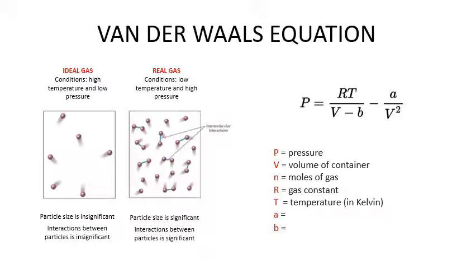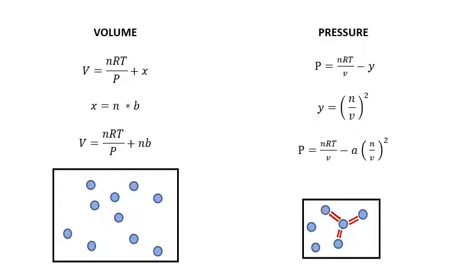B is the correction term for volume. It subtracts out the volume of a gas molecule from the total volume of a container to get a more accurate measurement of the empty space available for the gas molecules. Okay, so let's take a closer look at these A and B terms.